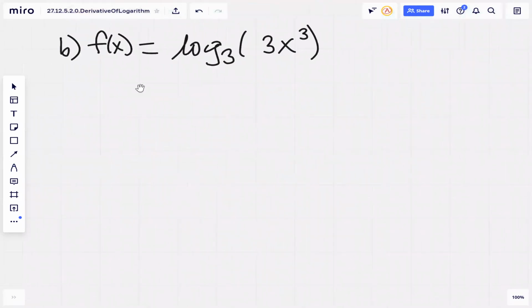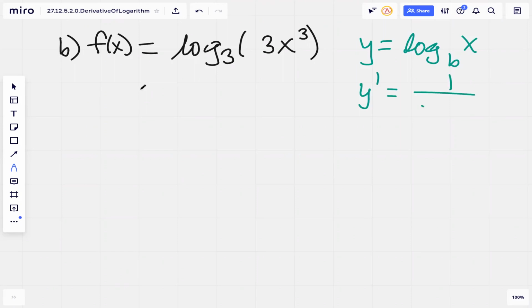So f of x equals log base 3 of 3x cubed. All right, so here we need to use the fact that if we had y equals log base b of x, then the derivative of y with respect to x is 1 over x times log of b.